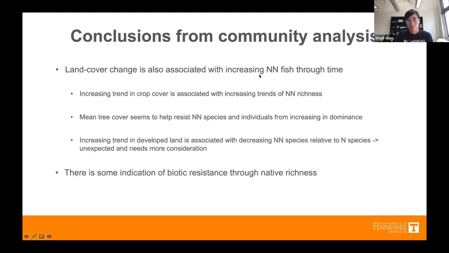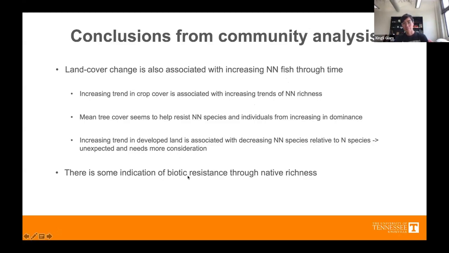Land cover change is associated with increasing non-native fish through time. We see a trend of increasing crops associated with increasing trends of non-native richness. If a site has more trees in general, it seems that it helps to resist invasion. So that's interesting. There's an unexpected trend with developed land, where an increasing trend in developed land actually decreases non-native species. So this is something unexpected and we'll need to consider it a little bit more.